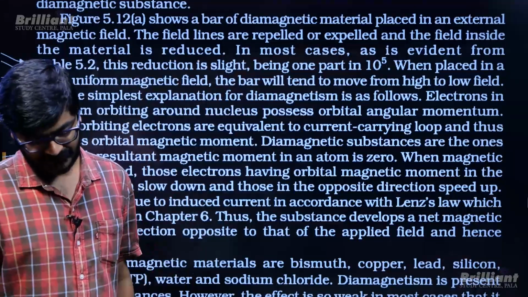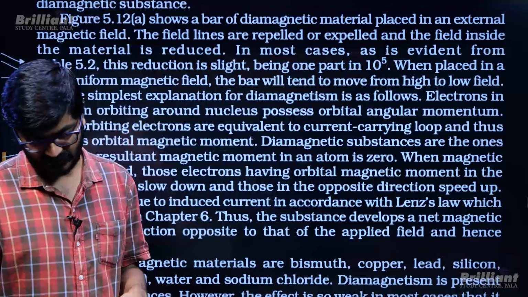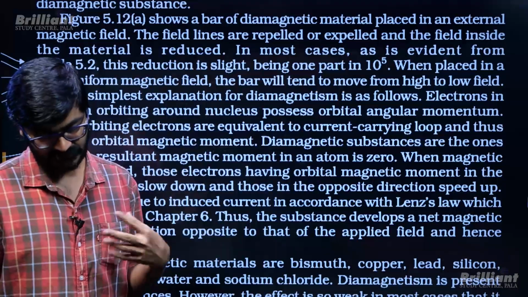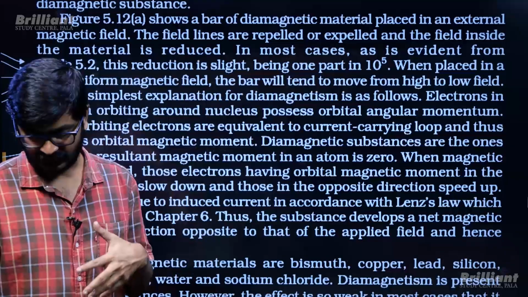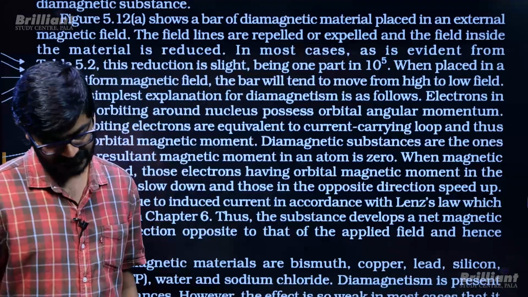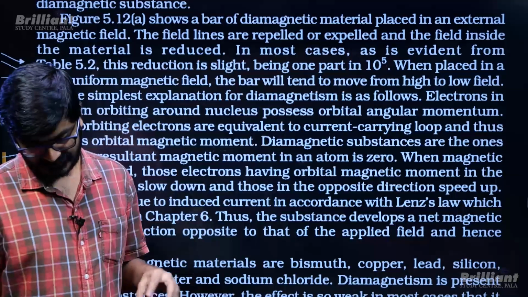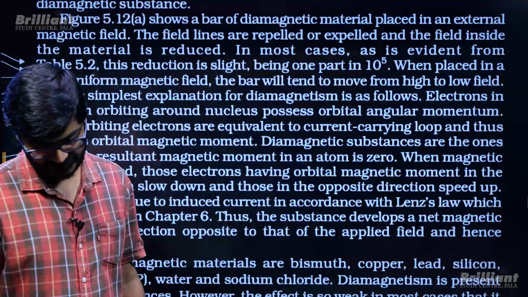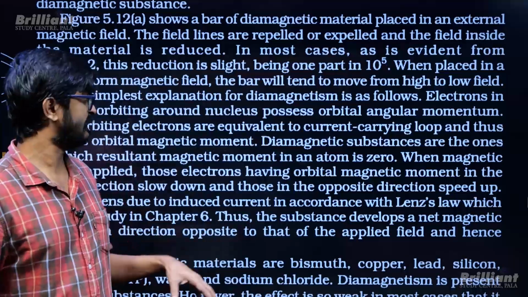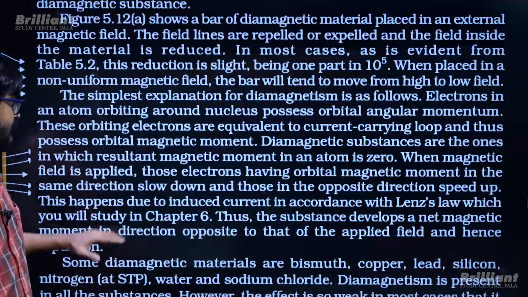When magnetic field is applied, the electrons which are having orbital magnetic moment in the same direction slow down and those in the opposite direction speed up. This happens due to induced current in accordance to Lenz's law, which we will study in some other chapter. Thus the substance develops net magnetic moment opposite to the applied field and hence repulsion. So basically this paragraph is kind of important to understand what's happening.